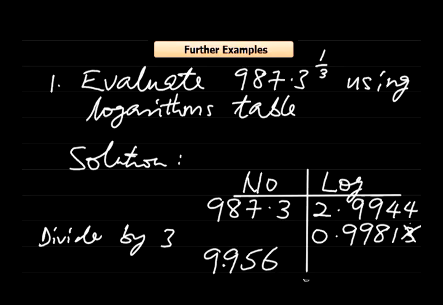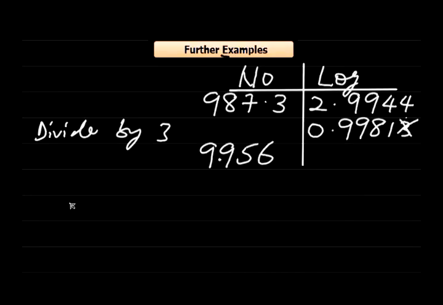Okay, so let me clean the screen. Let me shift the screen up and write it out properly. Yes, you now say therefore, this question, 987.3 raised to power 1 over 3 is equal to what?